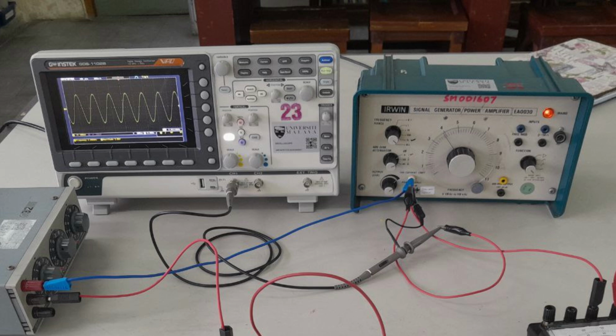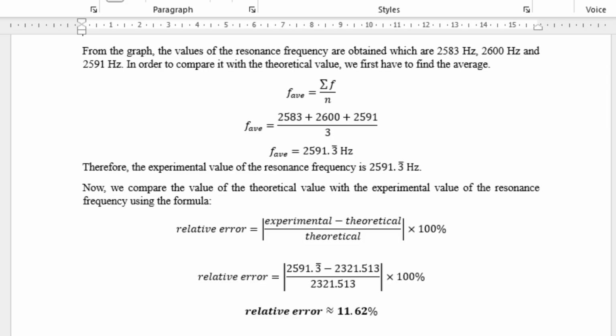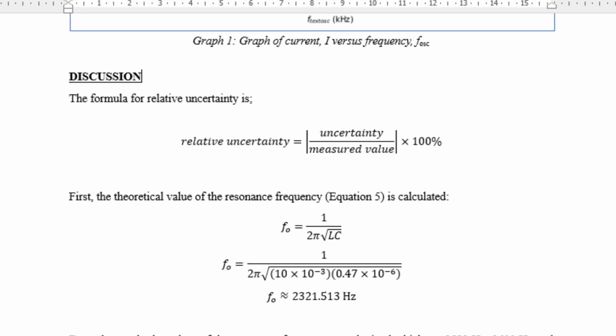One of the factors is because of the errors of the instruments. Then I made a graph that consists of 3 lines for the 3 different resistances. Lastly, I compared the resonance frequency in my experiment with its theoretical value. In this experiment, I got 2591.3 Hz, which has an 11.62% difference from the actual value of 2321.5 Hz.